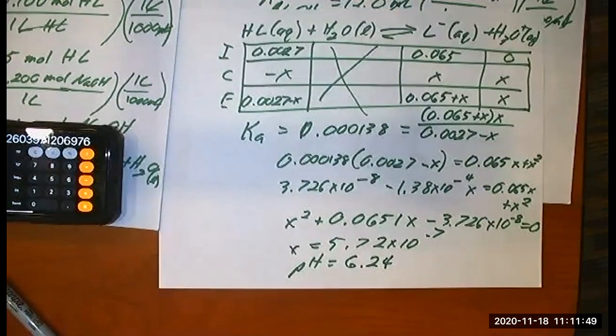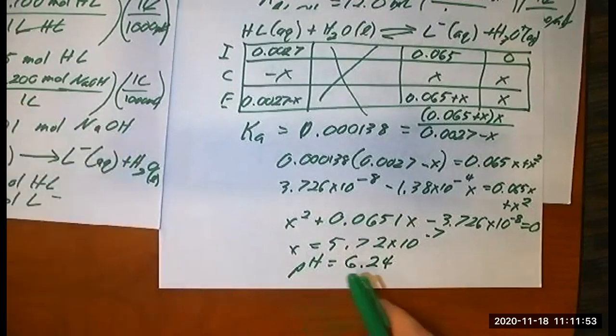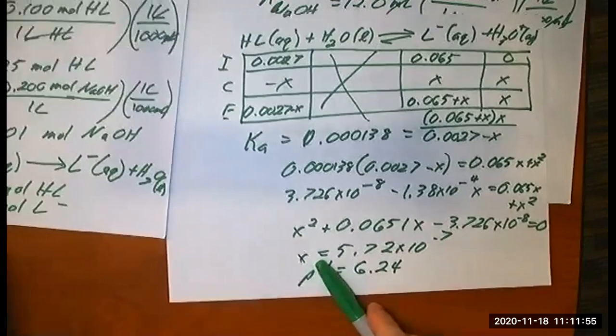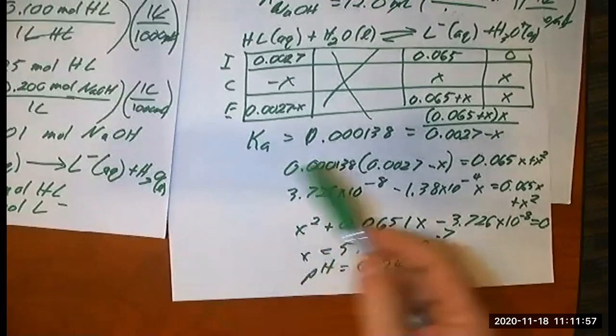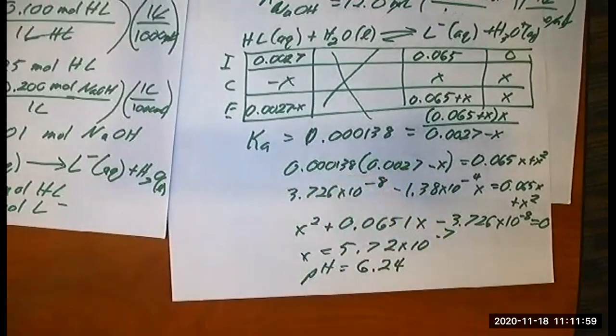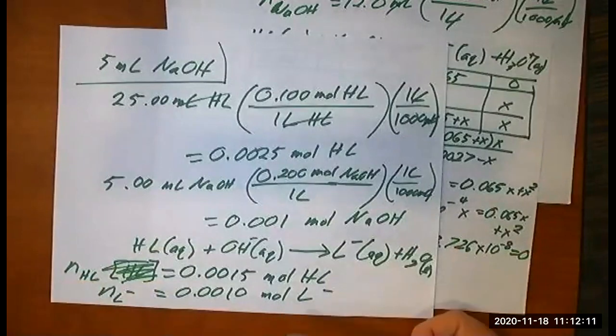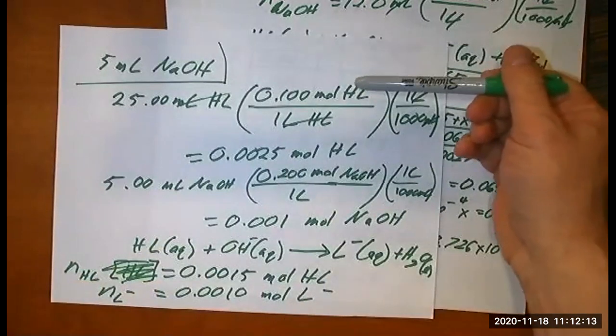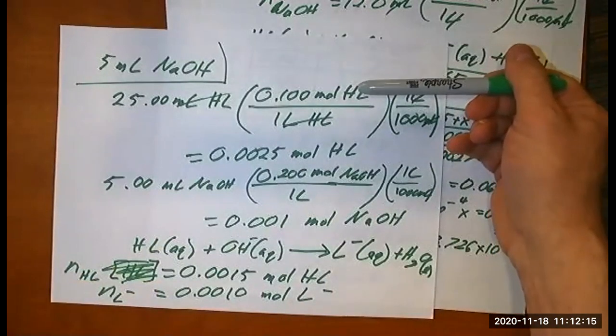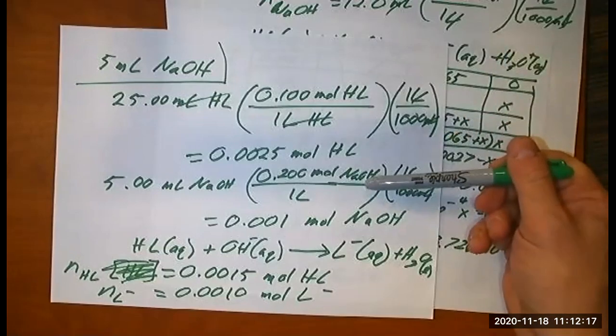Once we are at, so that gives us now a case in between the buffer region and the equivalence point. Yes? How did you know what the equivalence point was? How did we know what the equivalence point was? Okay, so the equivalence point is the point at which you have the same number of moles of the acid and the added sodium hydroxide.